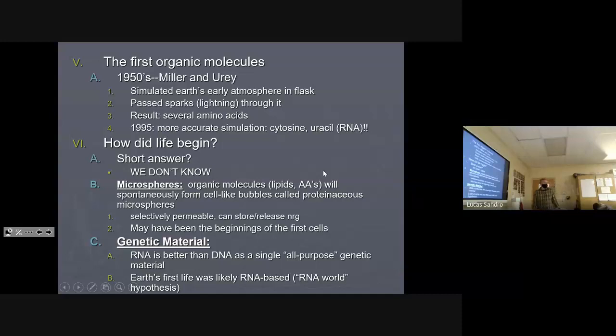So that's work that's been done. Microspheres look like maybe they were the baby step, and RNA looks like the best first genetic material. But beyond that, I'm not going to sit here and tell you that we know how life forms.